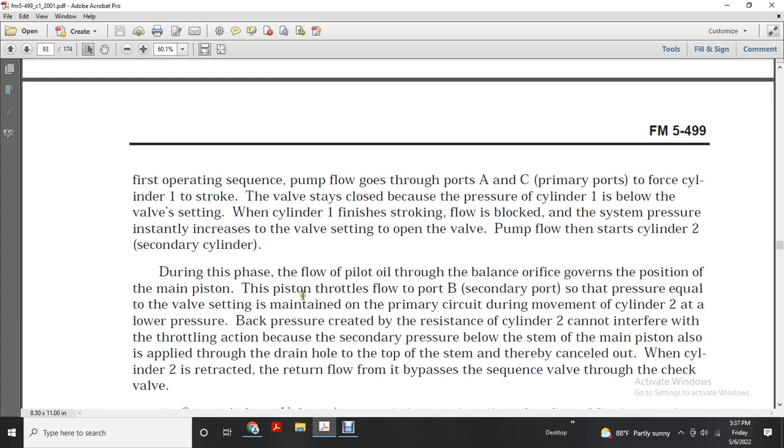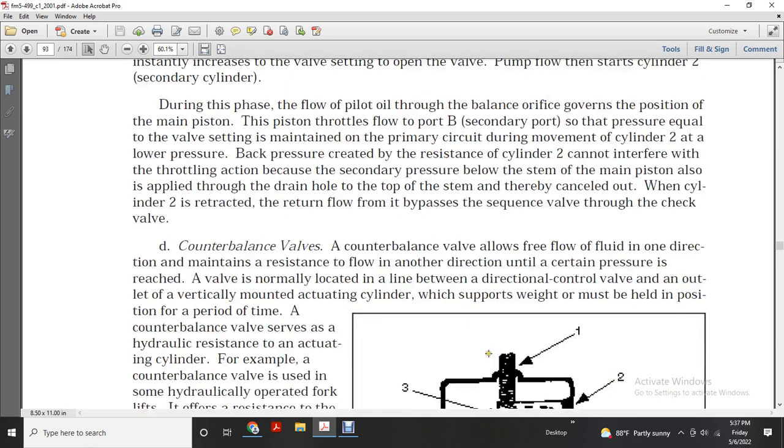During this phase, pilot oil flows through the balance orifice, governing the piston of the main piston. The piston throttles flow to port B, the secondary port, with a pressure equal to the valve setting maintained in the primary circuit during the middle band of cylinder 2 operation. The low back pressure created by the resistance of cylinder 2 cannot interfere with the throttle action, because the secondary pressure below the stem of the main piston is also applied through the drain hole to the top of the stem and thereby canceled out. When cylinder 2 retracts, the return flow bypasses the sequence valve through the check valve.